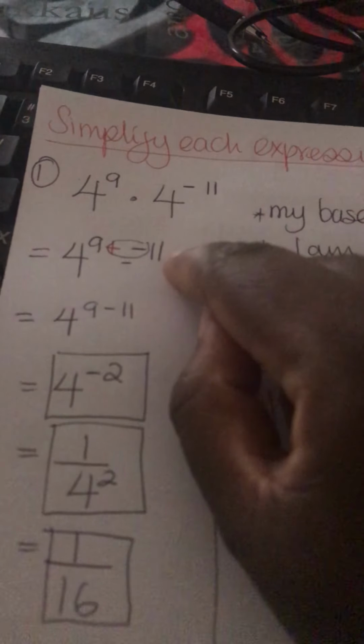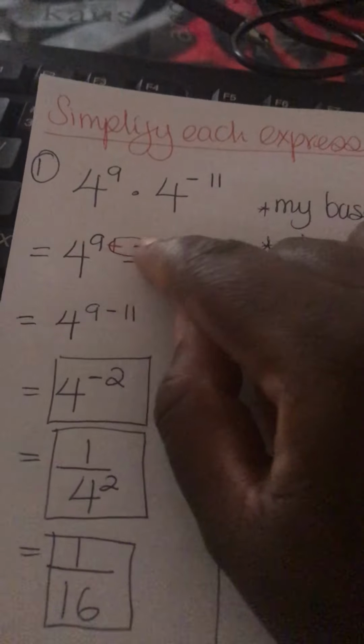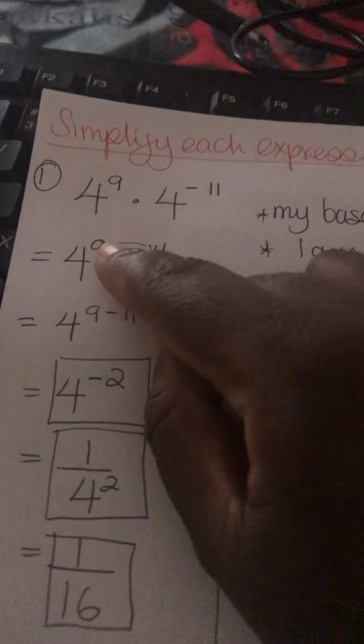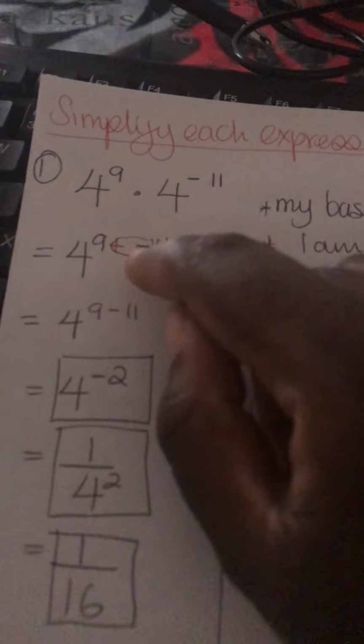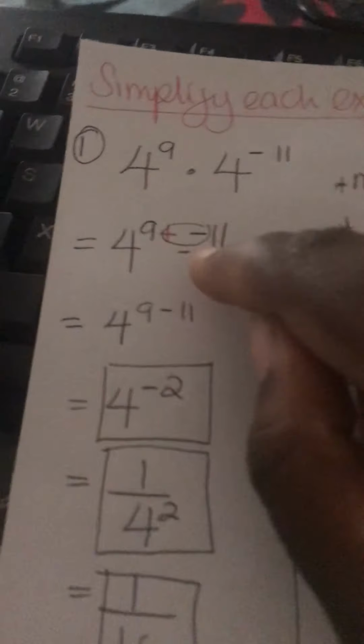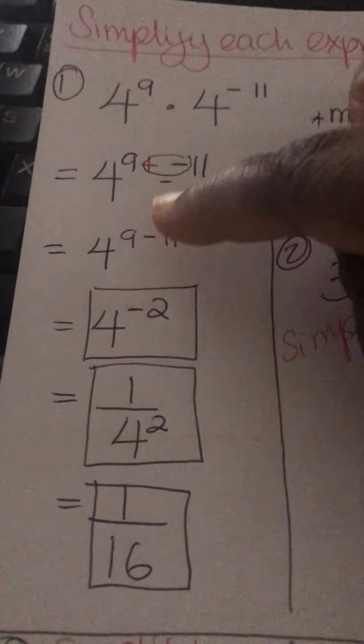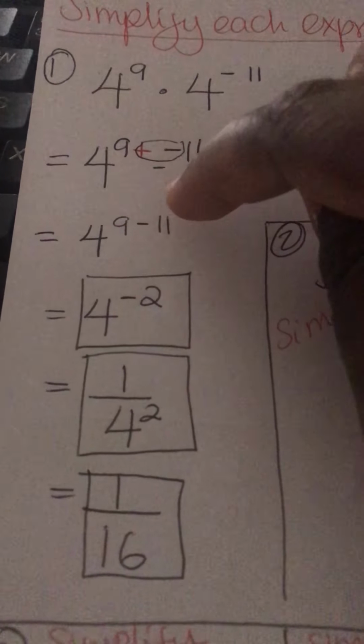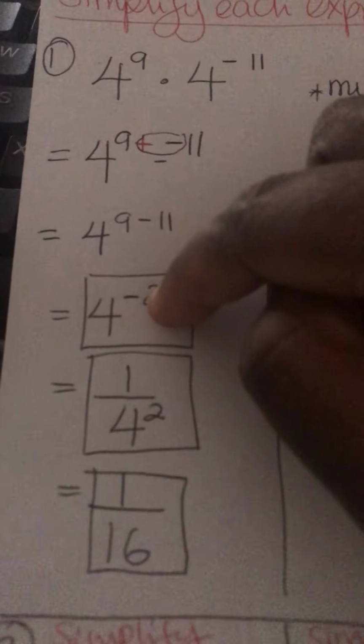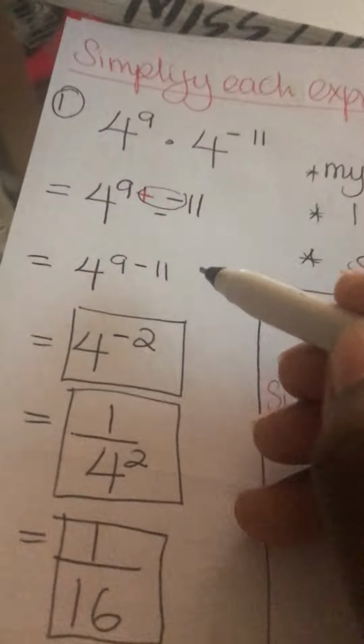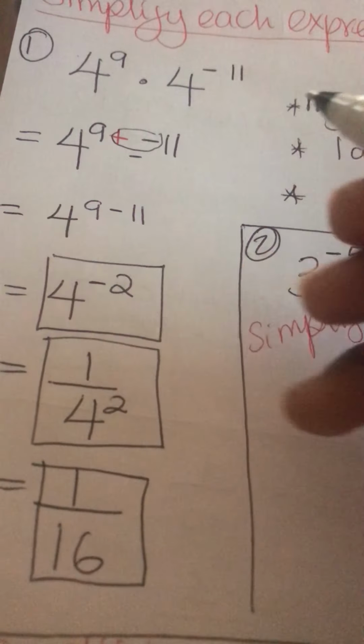9 plus negative 11. I circle the positive and the negative. When my signs are different, they become negative. We learned this in grade 7. Okay? So this now becomes 4 to the power of 9 subtract 11. 9 subtract 11 is negative 2. How do I know? Okay, let me just use my pen. Okay, how do I know 9 minus 11 is going to give me negative 2?